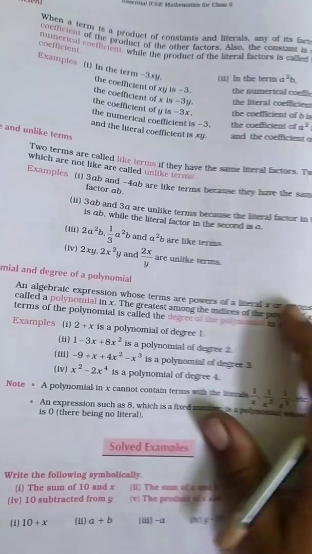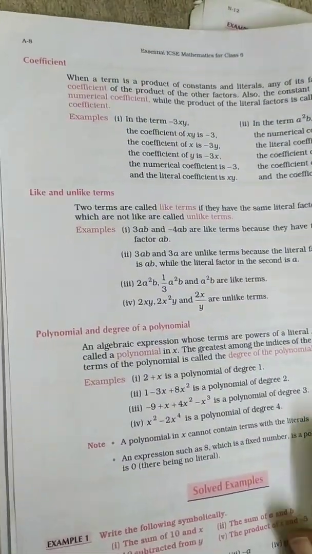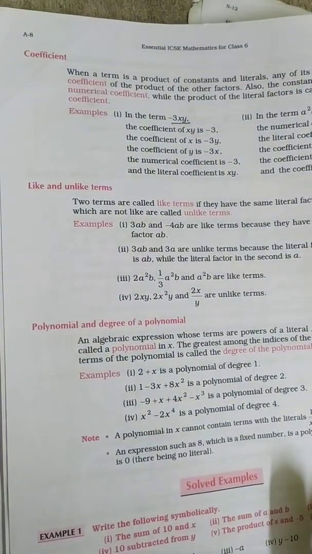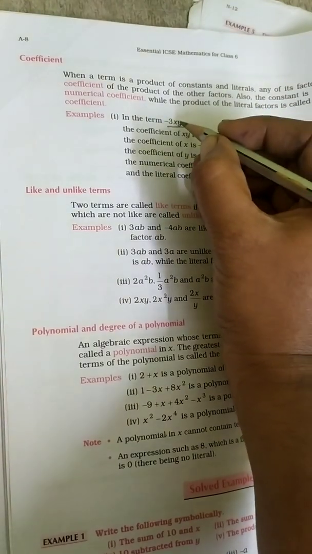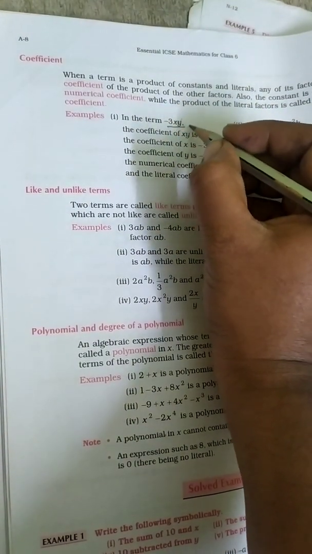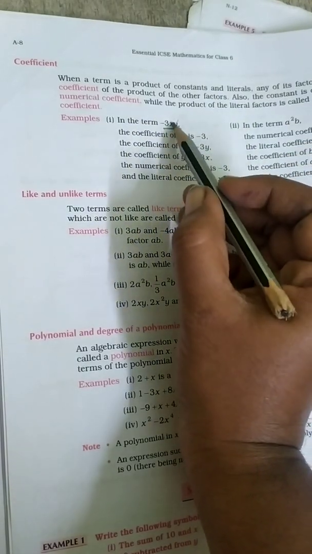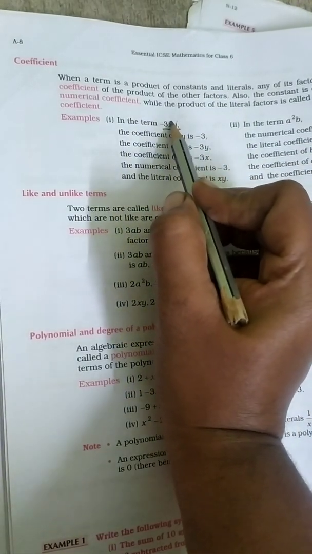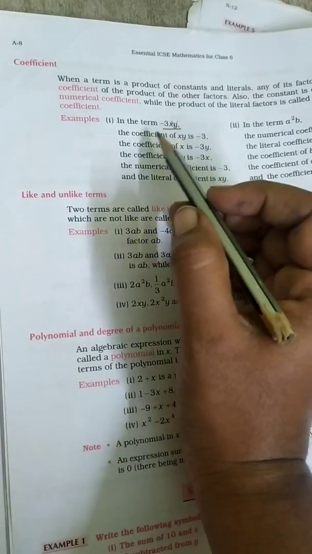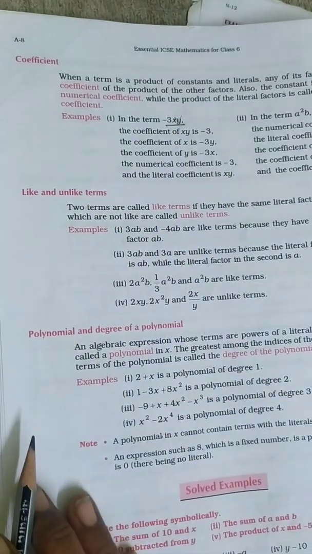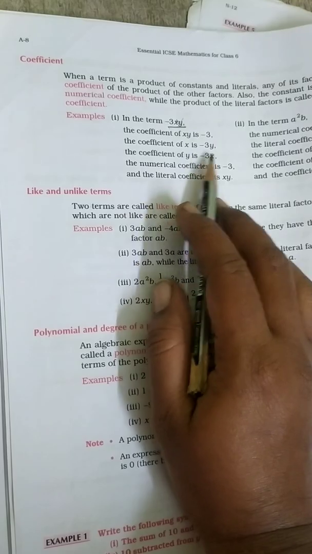Next important concept is coefficient. See, consider a term minus 3xy. First, if you are going to write the coefficient of xy, you will leave xy and write the remaining number. So it is minus 3. When you have to write the coefficient of x, you will leave x and write the remaining minus 3 and y. So the coefficient of x is minus 3y.